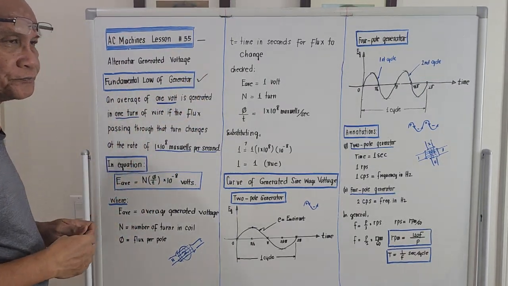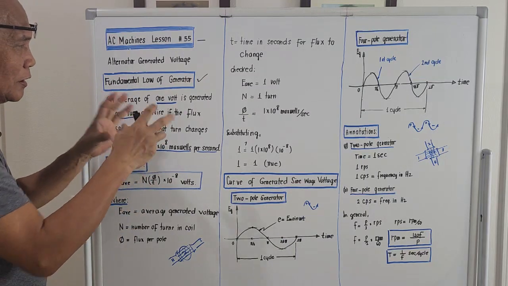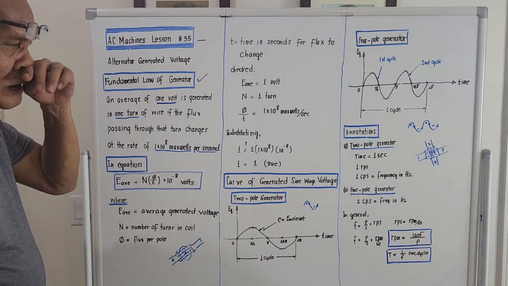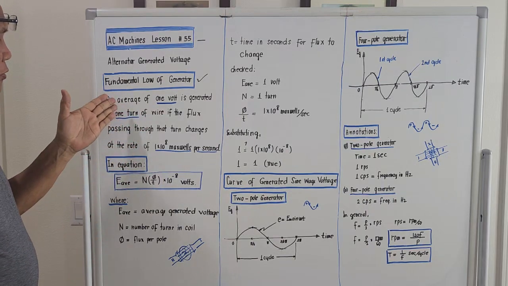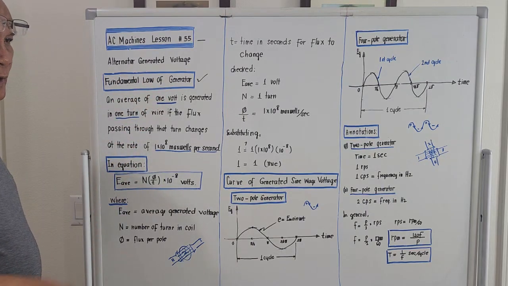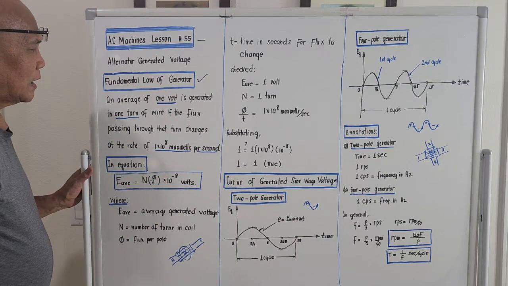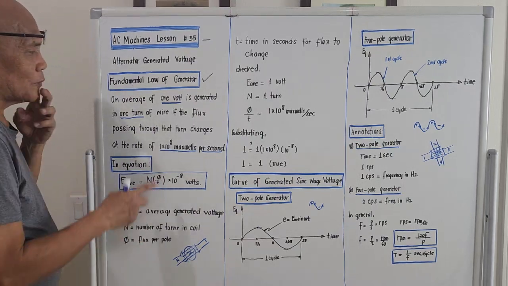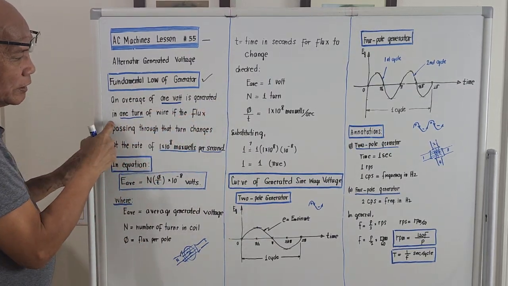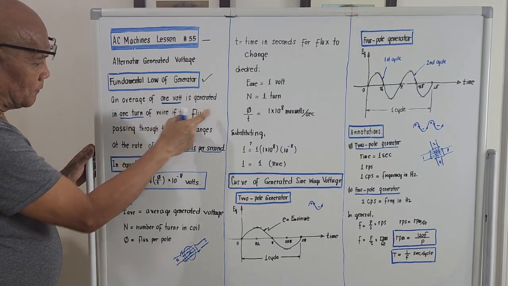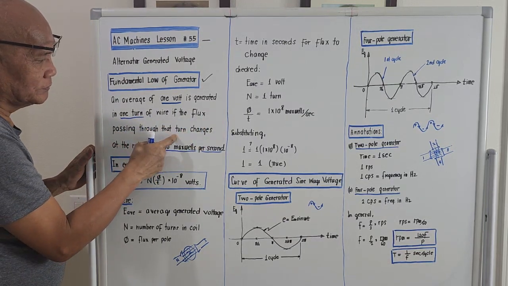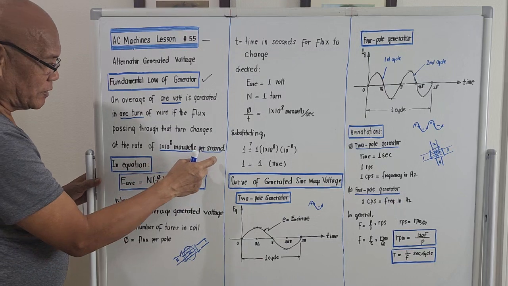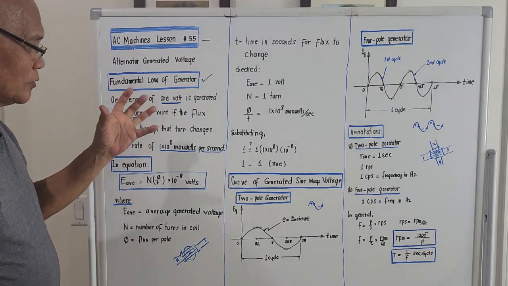There is a fundamental law, because this is where the equation emanates. I think this has been done with experiments, and according to this fundamental law of a generator, I will try to read it: an average of 1 volt is generated in one turn of wire if the flux passing through that turn changes at the rate of 1 times 10 to the 8 Maxwells per second. That's the fundamental law of a generator.